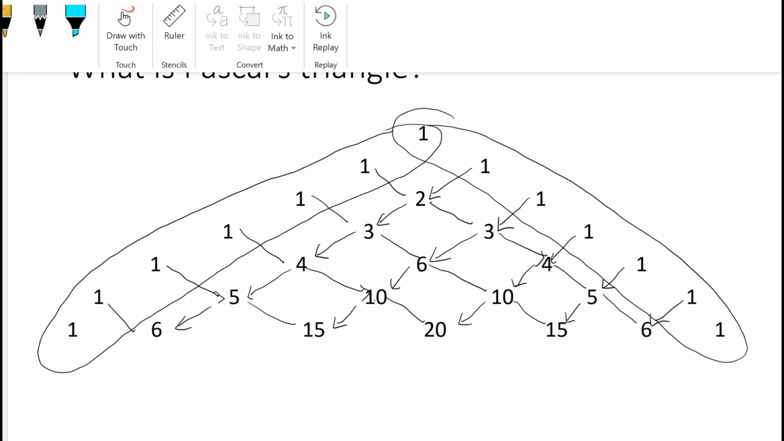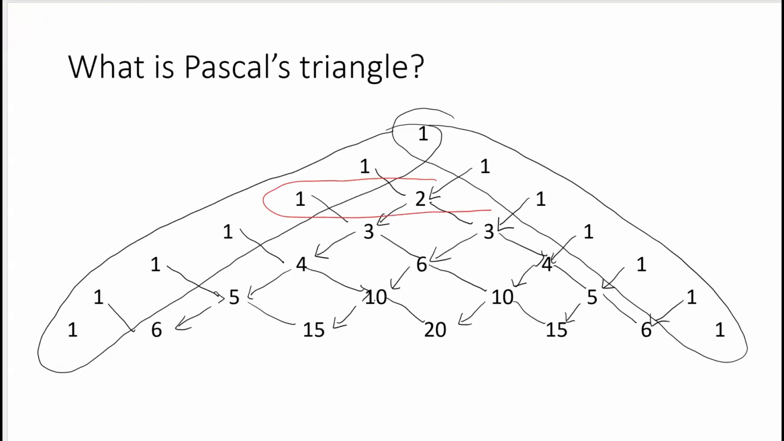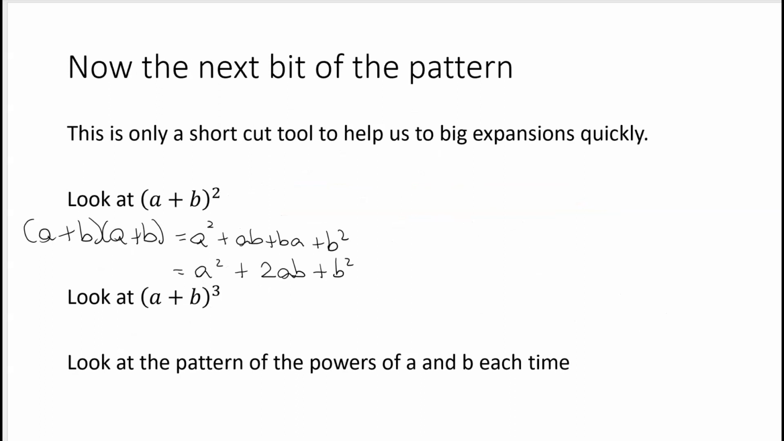Let's make it red. So this line here has the pattern of the coefficients 1, 2, 1. So let's move forward. So that's where it is there. It has the coefficients of 1, 2, and 1.